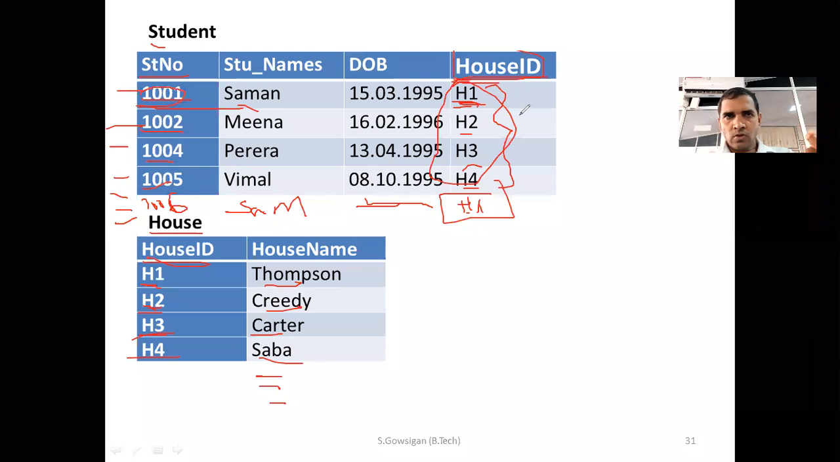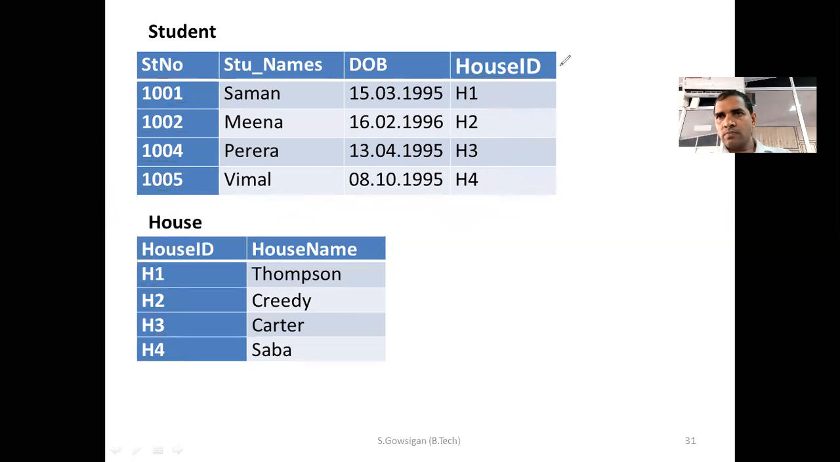Okay, right. So can anyone tell me the foreign key now? House ID of the student table. Yes, house ID of the student table. So now STNO in student table, right? That is the primary key. House ID in house table, that is also primary key.